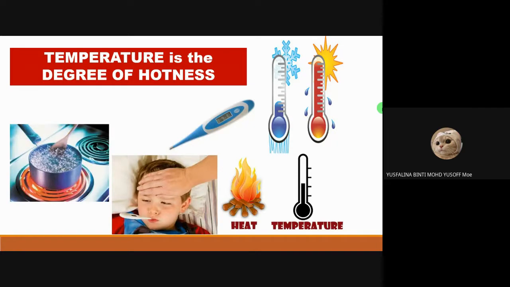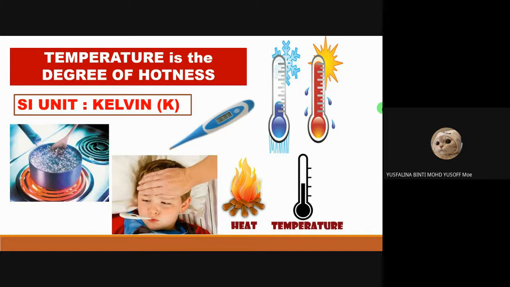Temperature is the degree of hotness. The unit for temperature is Kelvin, the SI unit. So let's say they give you 27 degrees Celsius. How do you change it to Kelvin? You just add 273, so you will get 300 Kelvin.